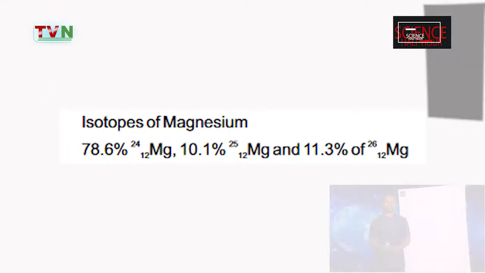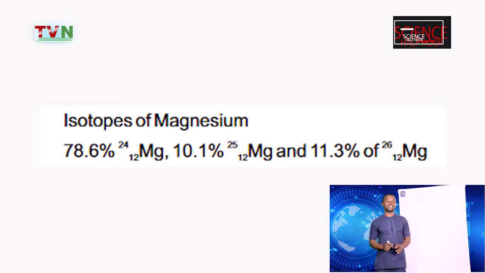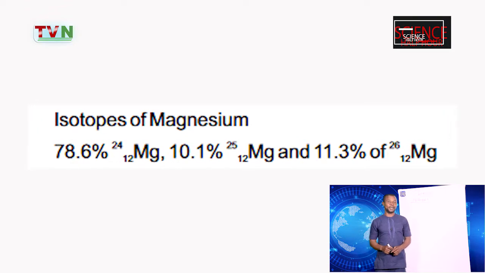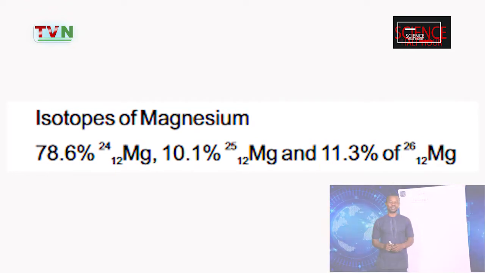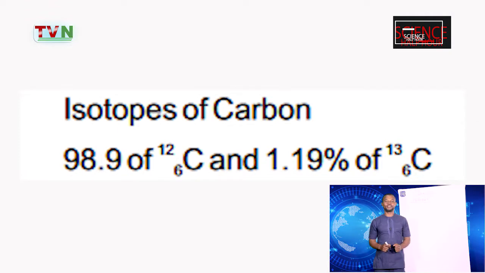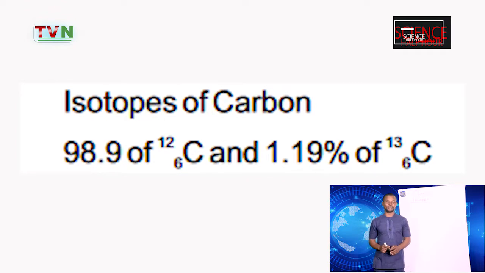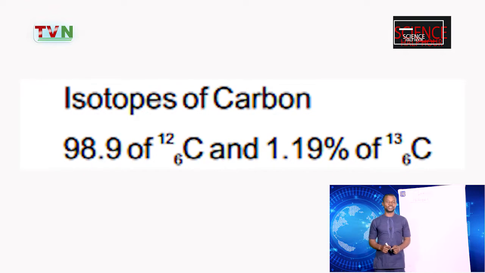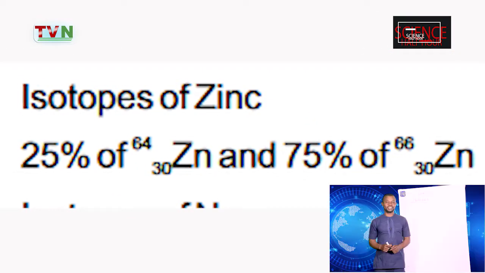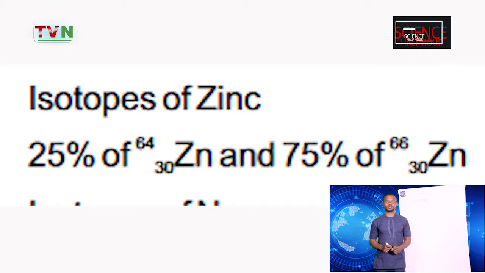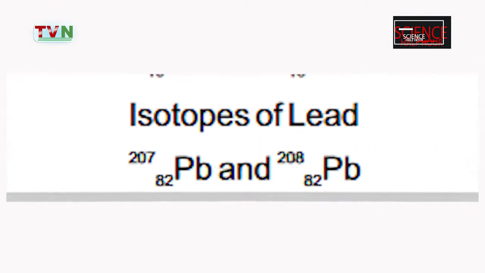Isotopes of magnesium. Magnesium has three isotopes, 78.6% of magnesium 24, 12, 10.1% of magnesium 25, 12, and 11.3% of magnesium 26, 12. Isotopes of carbon. Carbon has two isotopes, 98.9% of carbon 12, 6 and 1.19% of carbon 13, 6. Isotopes of zinc. Zinc has two isotopes, 25% of zinc 64, 30 and 75% of zinc 66, 30.